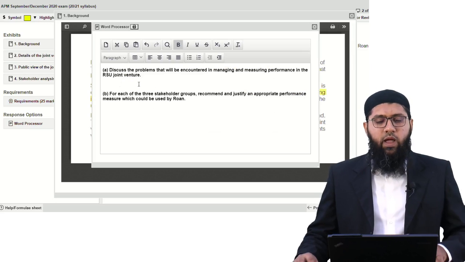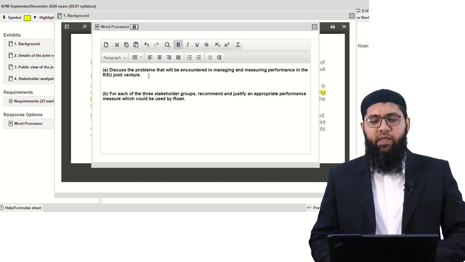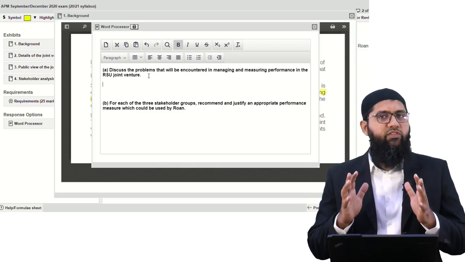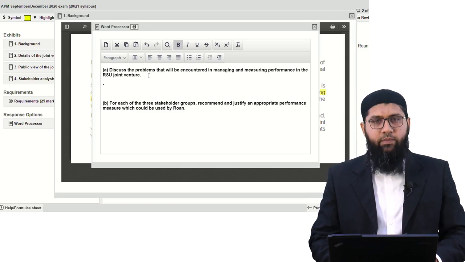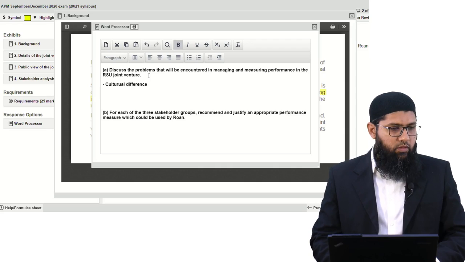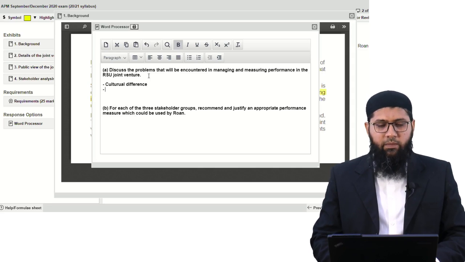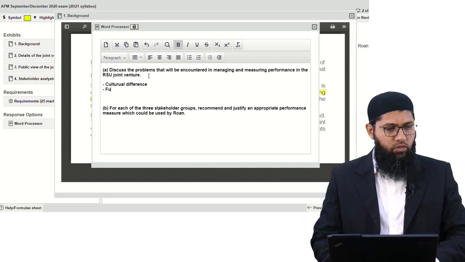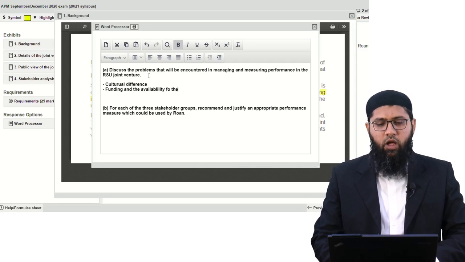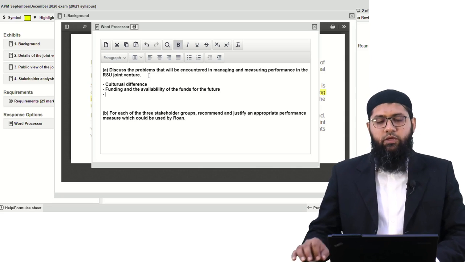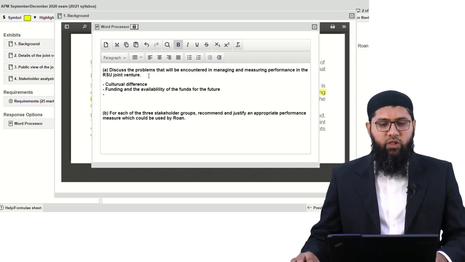Now, amongst the requirements, one was to discuss the problems that will be encountered in managing and measuring the performance in the RSU joint venture. I have not read through the whole question, but from what I have read, I can understand the differences that are there. One of them is the cultural difference between both of the owner managements. The other is the funding and the availability of the funds for the future. That is also something that you have to keep in mind.